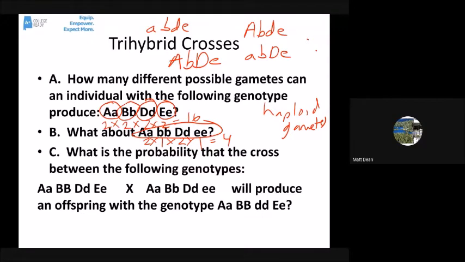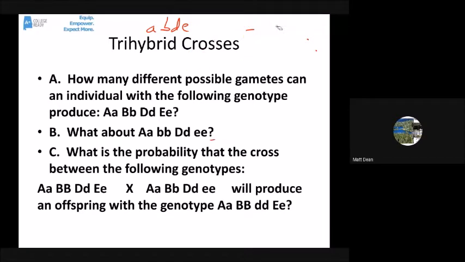Now, another kind of problem we've seen on AP exams in the past is something like C. So what is the probability that the cross between the following genotypes, so the following parents, these are our parents, what's the probability that those two parents will create an offspring with this genotype? So you could do a huge tri-hybrid cross Punnett square. Don't do that. Never do that.